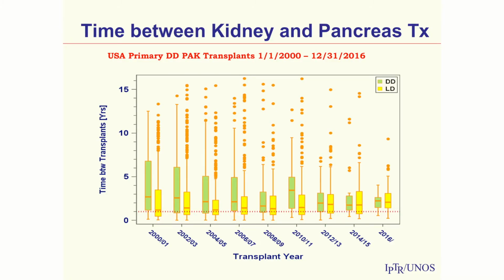As you can see, and this is over time from 2000 to 2016, there's an interesting trend here. First of all, with deceased donors in green, we see that the time interval decreases. So patients that had a deceased kidney donor receive a pancreas transplant now earlier than they received in 2000. But the trend is opposite for living donor kidney transplant.